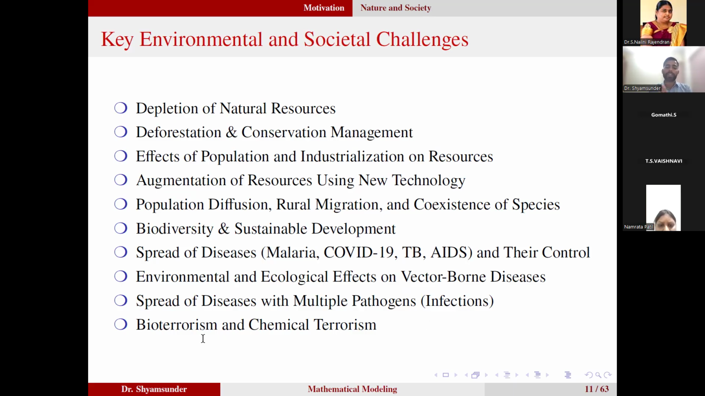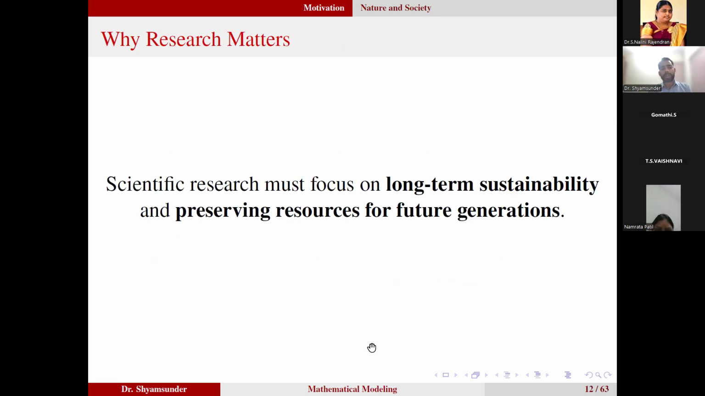The spread of disease with multiple pathogens, infections like hepatitis B and schistosomiasis, and bioterrorism and chemical terrorism also affect society. These are the major challenges in the current scenario. Then why does this research matter? To control these, scientific research must be focused on long-term sustainability and ongoing research for future generations.